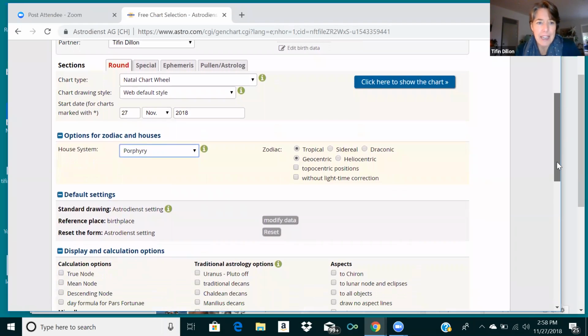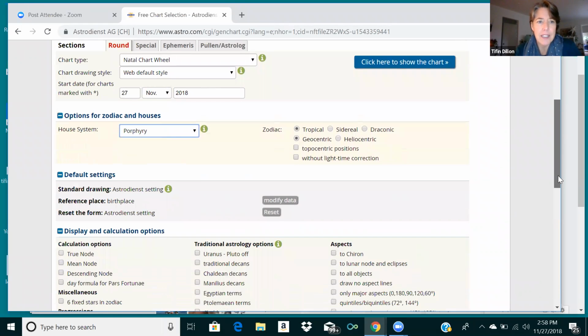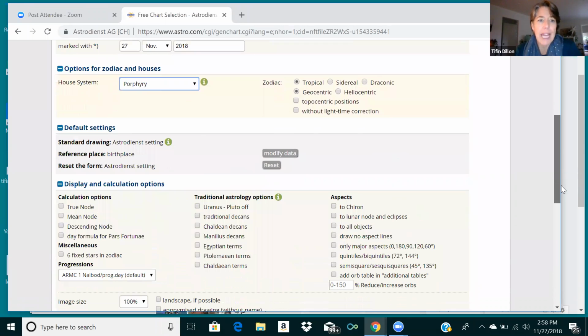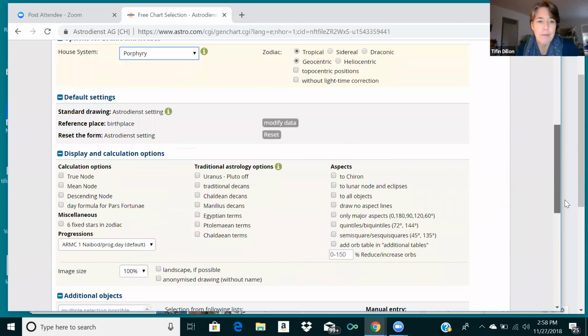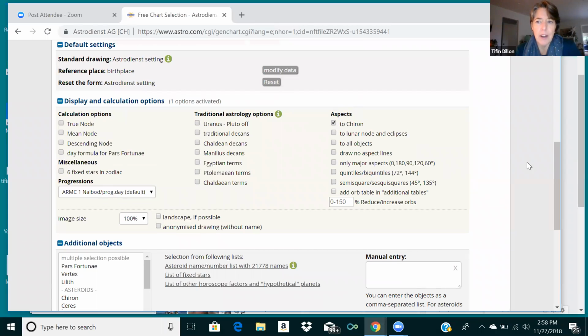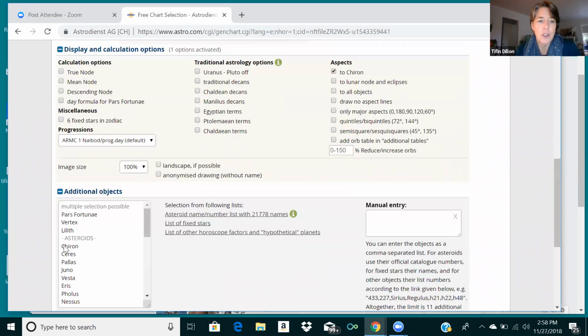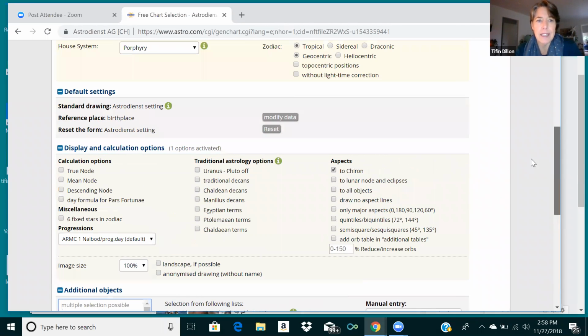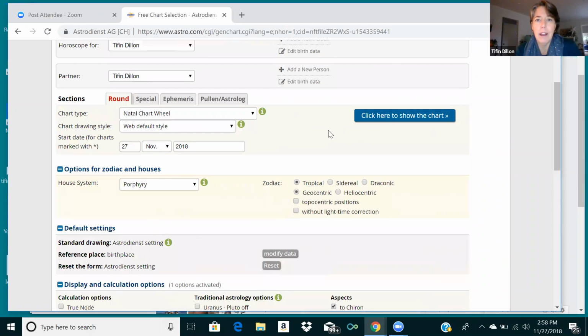Okay, the next set of choices, leave the default settings. We're going to go down to display and calculation options. And I click on aspects to Chiron, and I come down here and choose Chiron to be added into the chart. Not super necessary. If you don't choose that, you'll get a very basic chart with the planets, the sun, the moon, and the rising. Okay, so now we're going to come back up here and click here to show the chart.